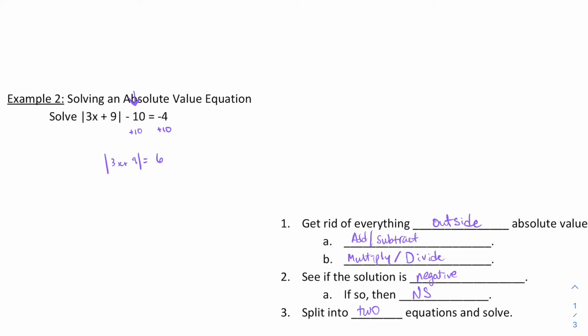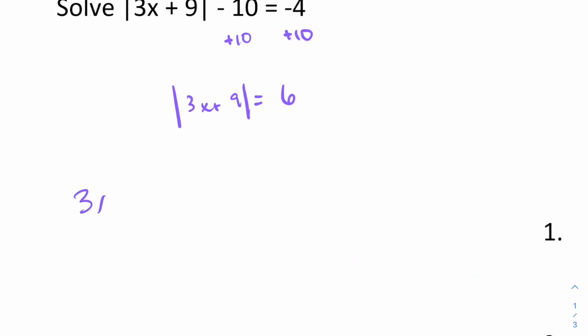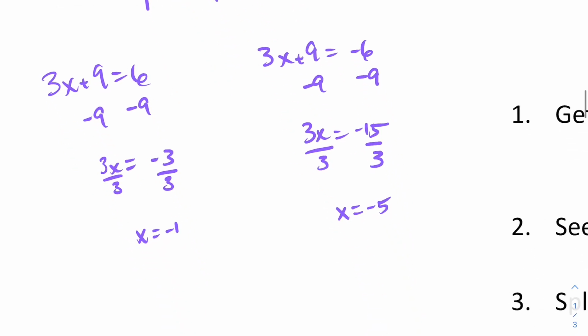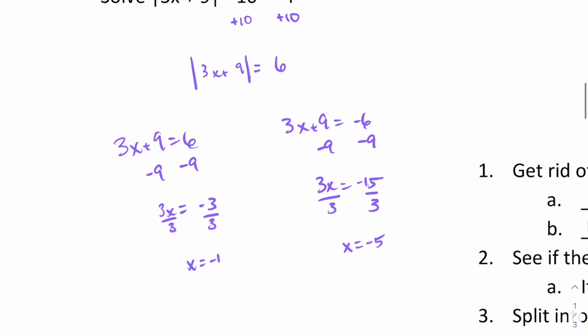So from here, let's finish this problem off. You have 3x plus 9 is equal to positive 6. 3x plus 9 equals negative 6. And you solve it, right? I have 3x equals negative 3, 3x equals negative 15, divide by 3, divide by 3. I get x is equal to negative 1, x equals negative 5. These are your two solutions. So your solutions can be negative, right? So I can have x equal a negative number. I just can't have the equation equal a negative number.